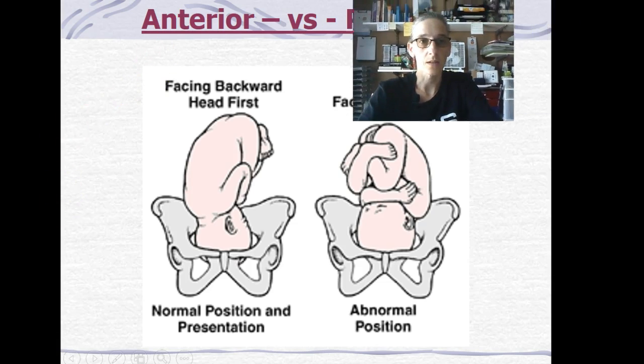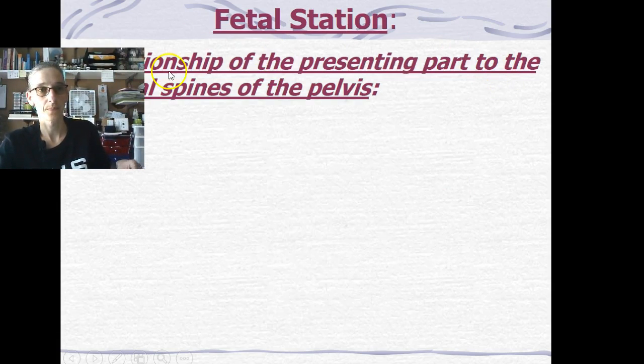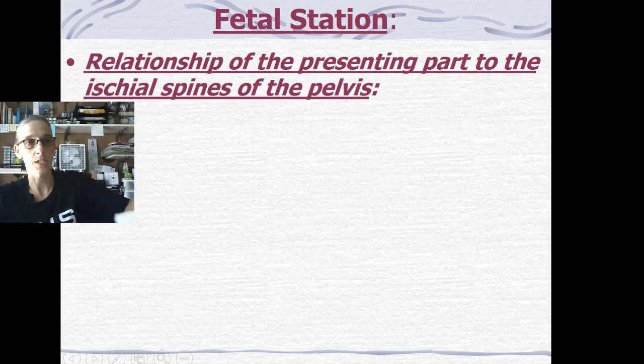All right, so here's another good picture for you of anterior versus posterior. So this is the facing backward, head first. This is your normal presentation, and this is your abnormal presentation. When they're facing up, then they'll come out sunny side up. Be sure you understand all those. Ask me questions, please, if you have any questions.